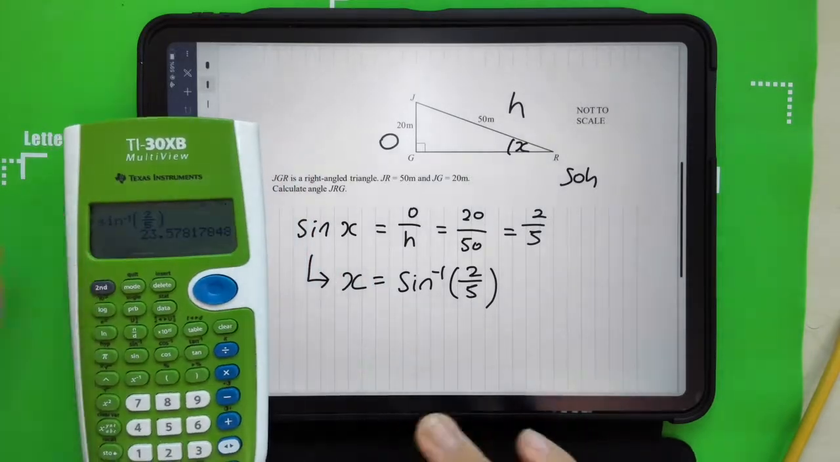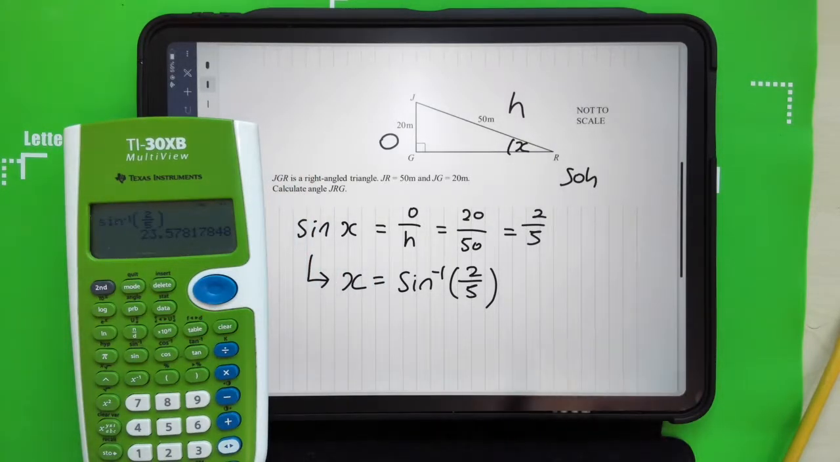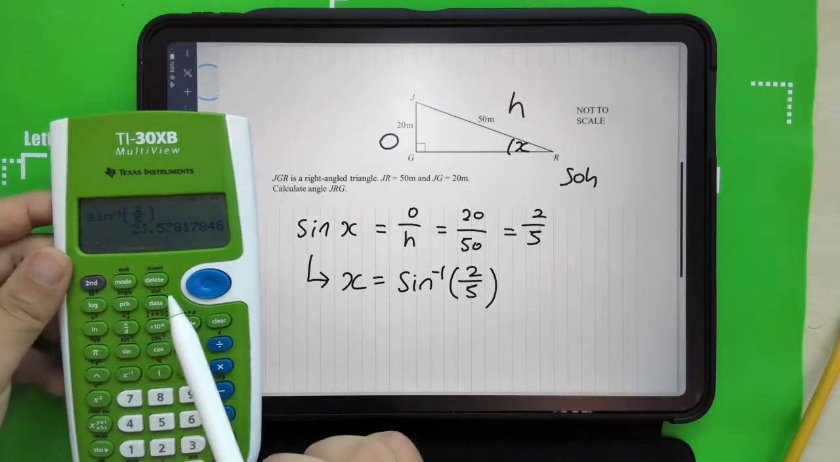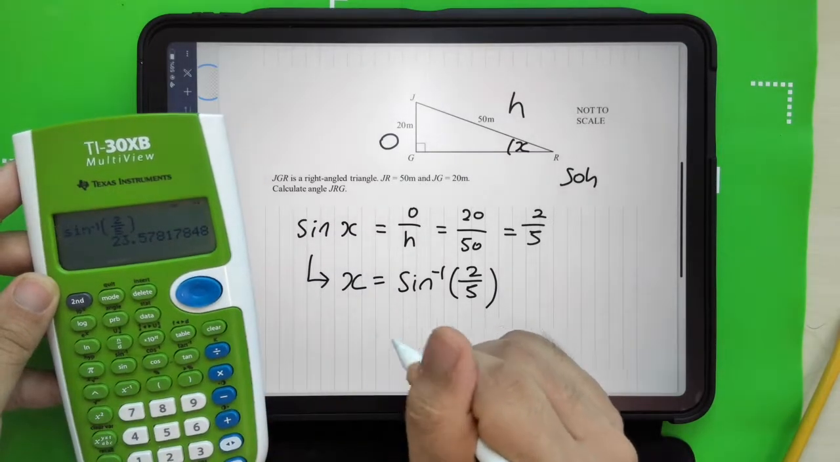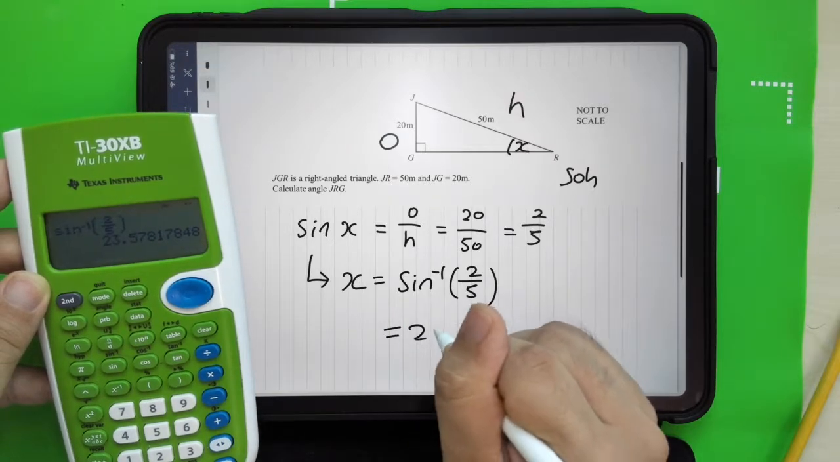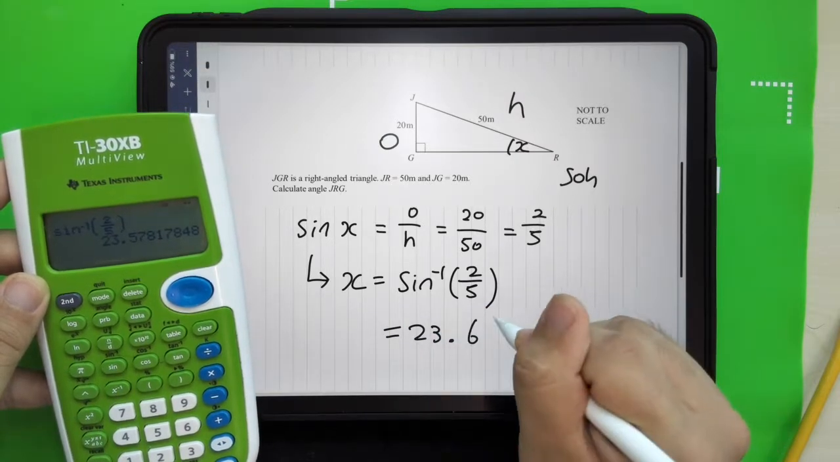Now, in every question, unless otherwise stated, it's always best to give your answers to 3 significant figures. So if we give this answer to 3 significant figures, that would equal 23.6 degrees.